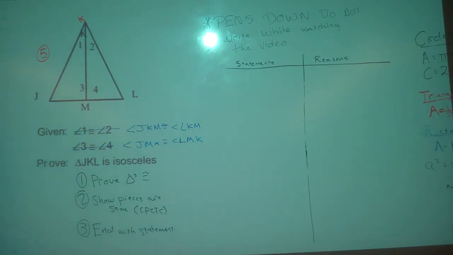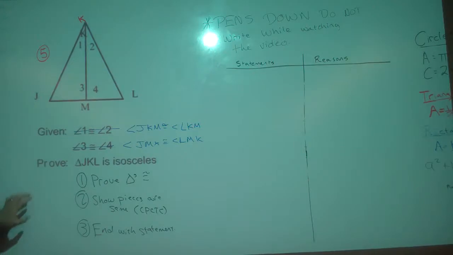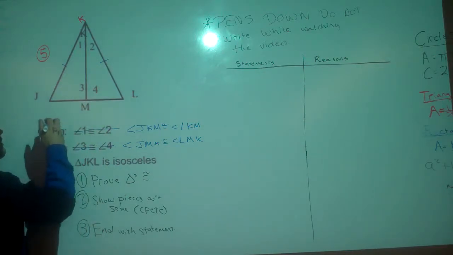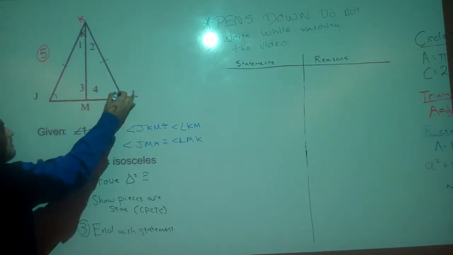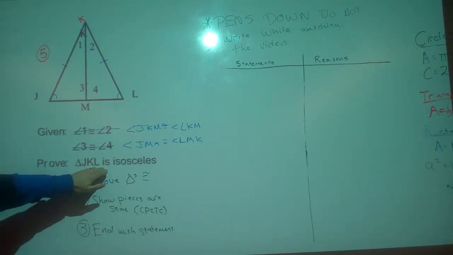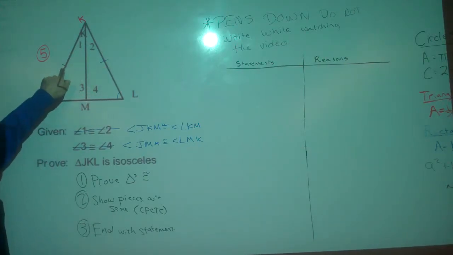The goal of this proof is to prove that JKL, which is the large triangle here, is isosceles. That means that it would have 2 sides that are congruent, namely JK and LK, and also 2 angles, namely J and L, which are congruent. So my goal to get to JKL being isosceles will be along the way to show that these 2 are the same or that these 2 are the same.